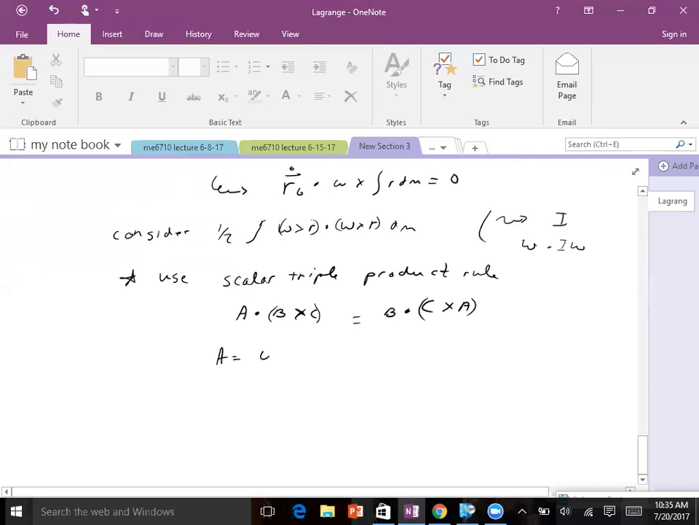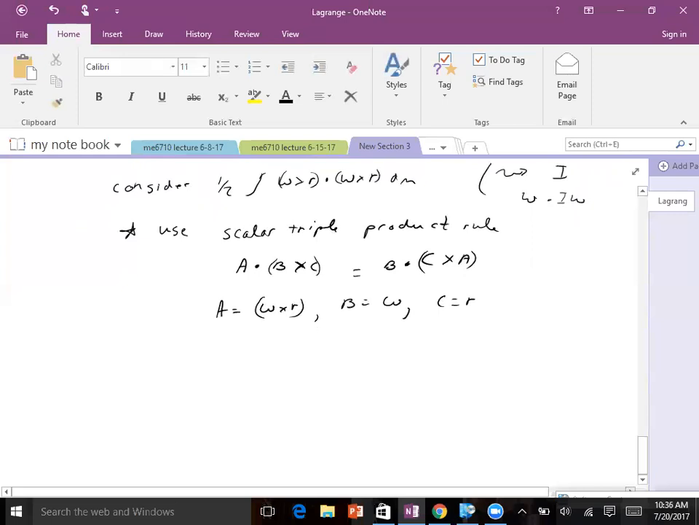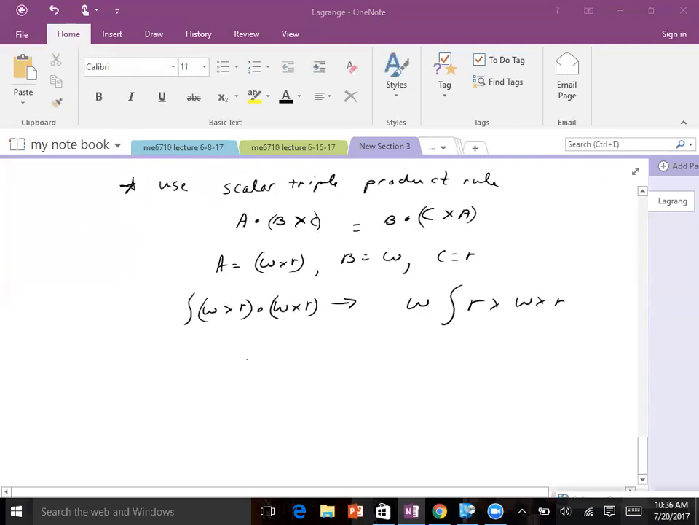So if we let A equal omega cross r, B equal omega, C equal little r, and if you note, I'm dropping the vector signs because of laziness, then we can rewrite this thing, omega cross r dot omega cross r, as omega times the integral of r cross omega cross r. Then we're going to our triple vector product.